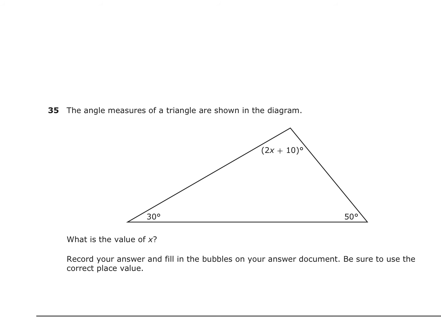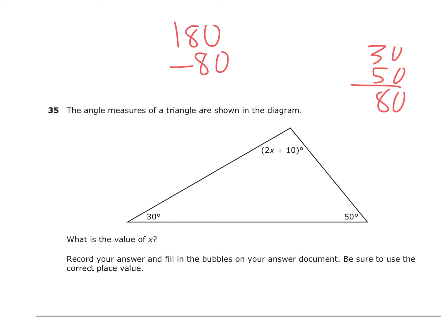Number 35. The angle measures of a triangle are shown in the diagram. So one angle here is 30, one is 50. 30 plus 50 is 80. And remember that the sum of the three angles in a triangle add up to what? They add up to 180. So 180 minus 80, that means that the missing angle, the unknown, this angle right here, is 100 degrees. Because 100 plus this one here, 50, plus this one here, 30, that gives you 180.